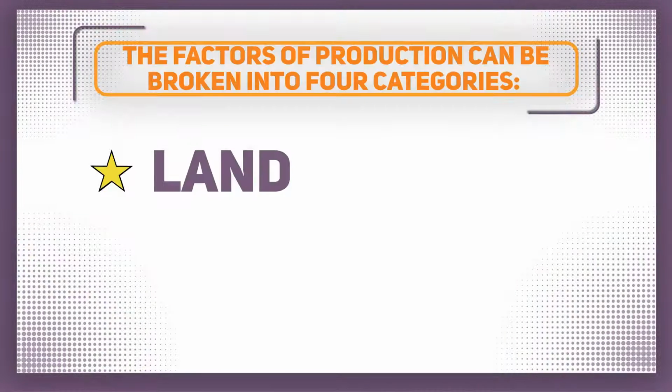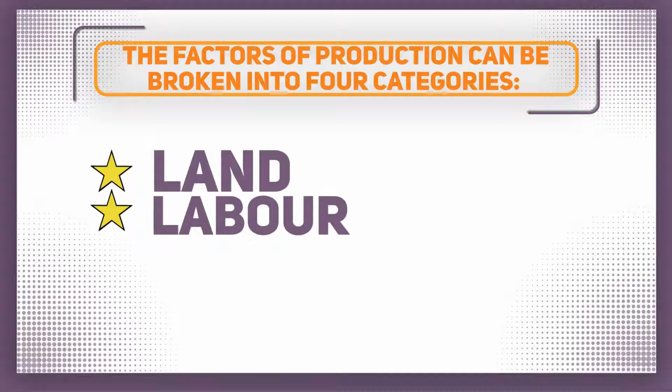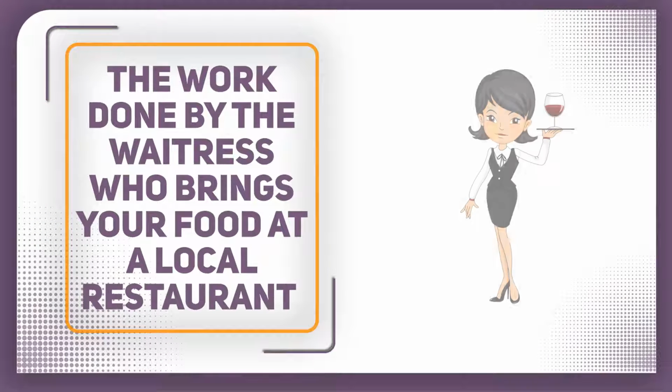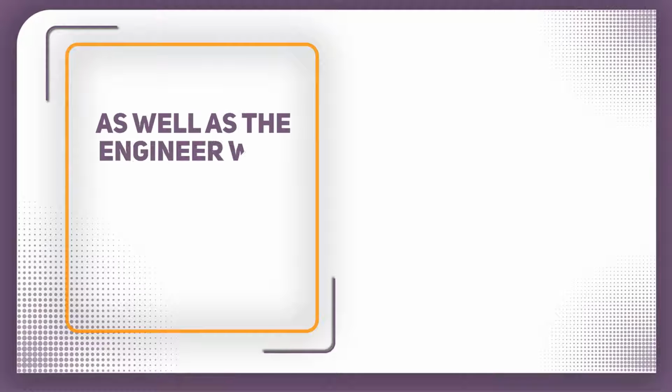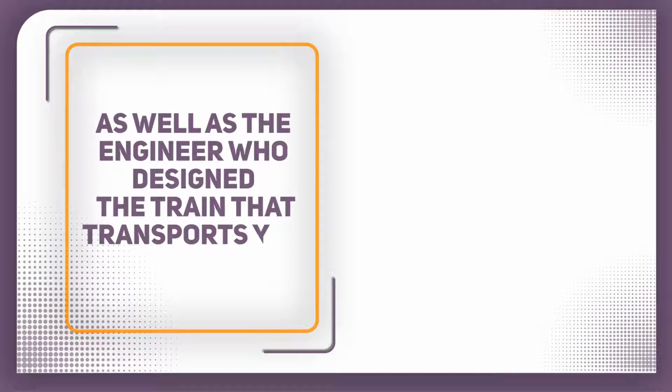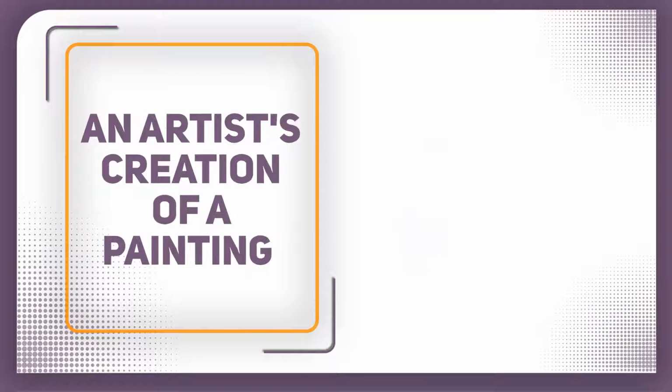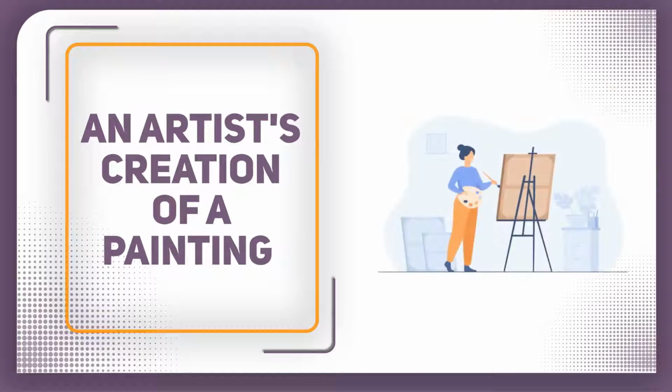On to the second factor of production, which is labour. So what even is labour? This is the effort that people contribute to the production of goods and services. Labour resources include the work done by the waitress who brings your food at a local restaurant, as well as the engineer who designed the train that transports you to school. It includes an artist's creation of a painting, as well as the work of the pilot flying the aeroplane overhead.